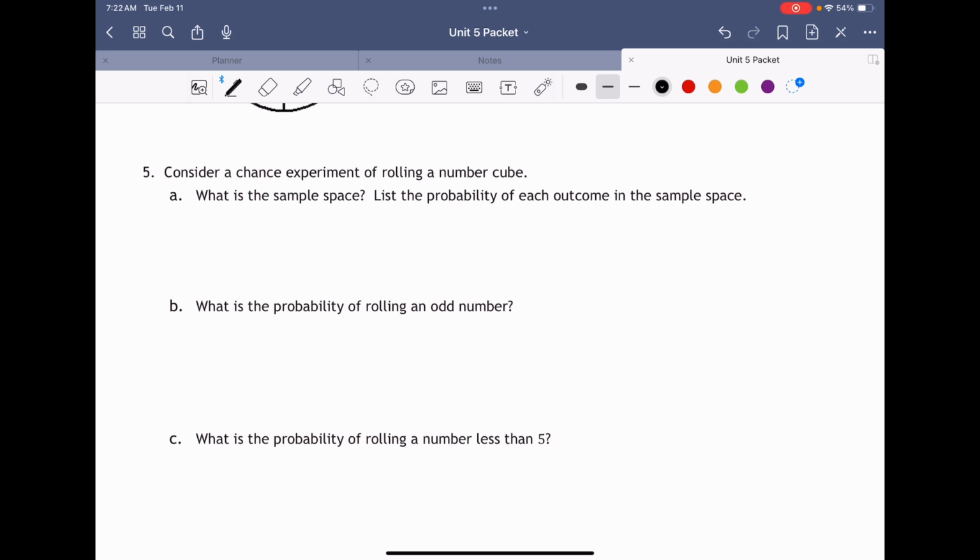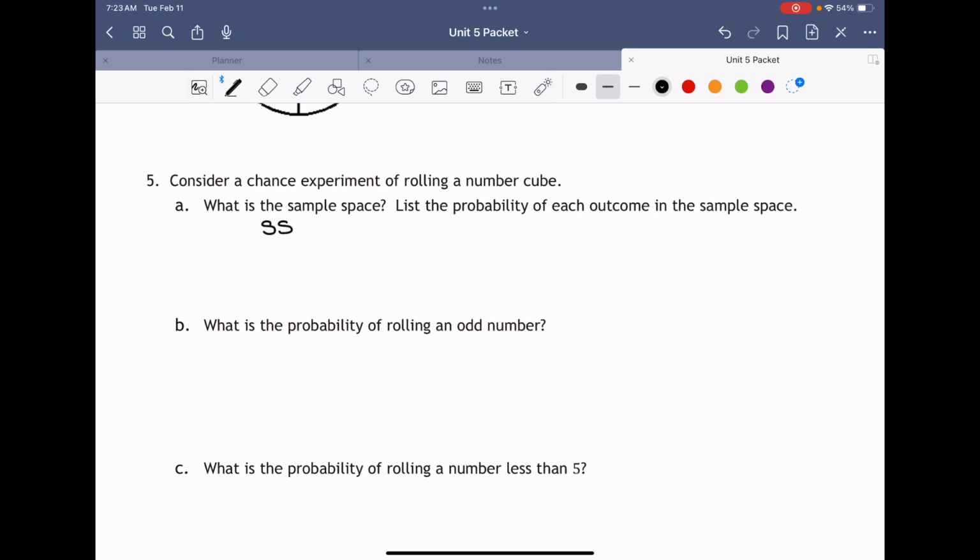Number 5, consider a chance experiment of rolling a number cube. What is the sample space? List the probability of each outcome in the sample space. What is the probability of rolling an odd number? And what is the probability of rolling a number less than 5? I'd like you to pause the video, do that one on your own. When you're all set, unpause the video and check your work.